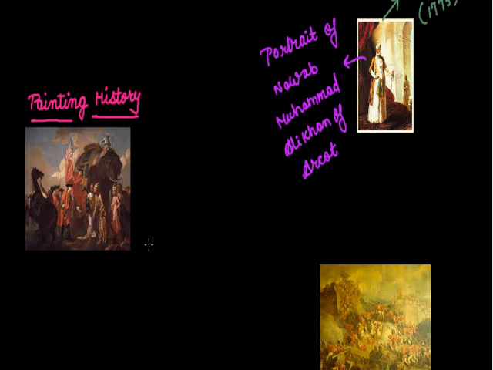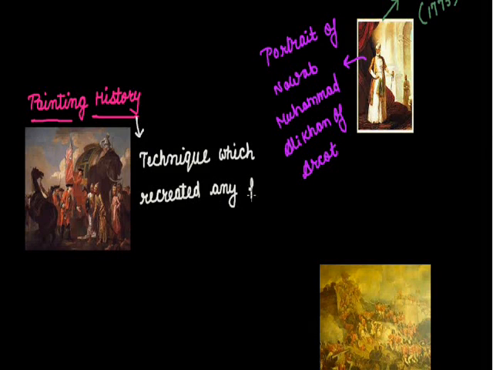Which kind of paintings can be termed as history painting? We can say it is a painting technique which recreated any historical part through pictures that looked real.